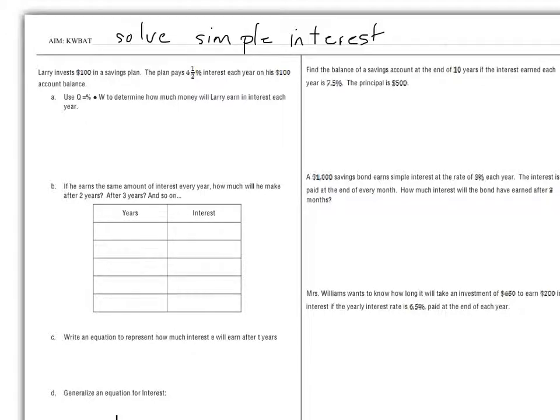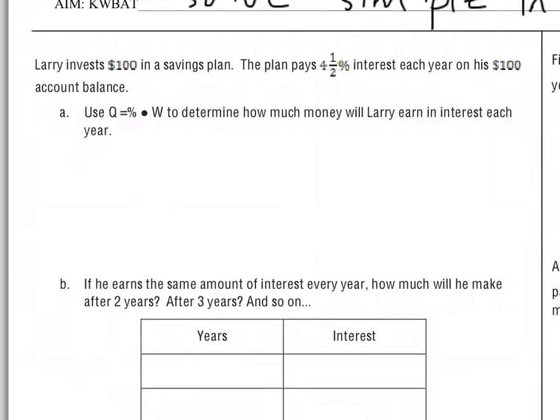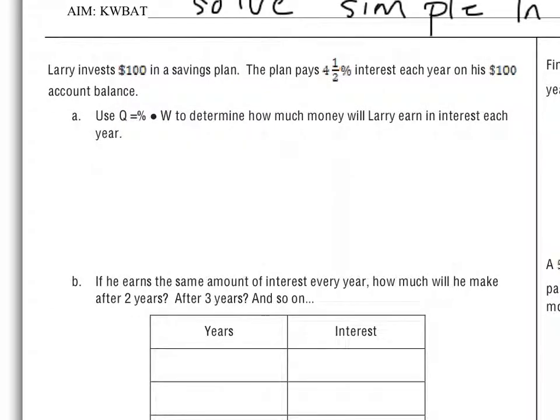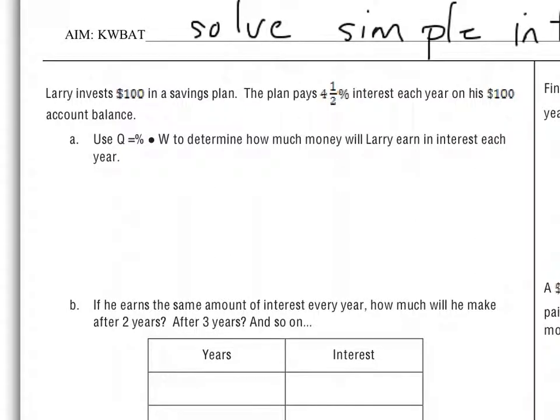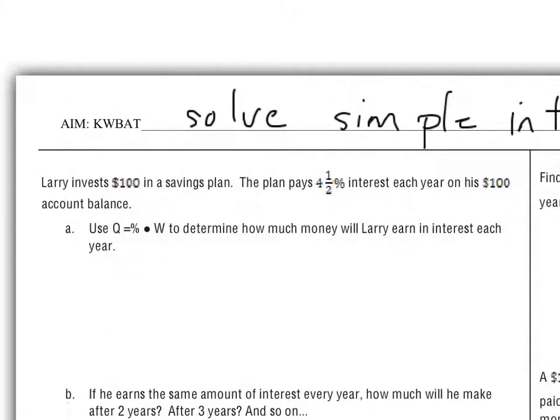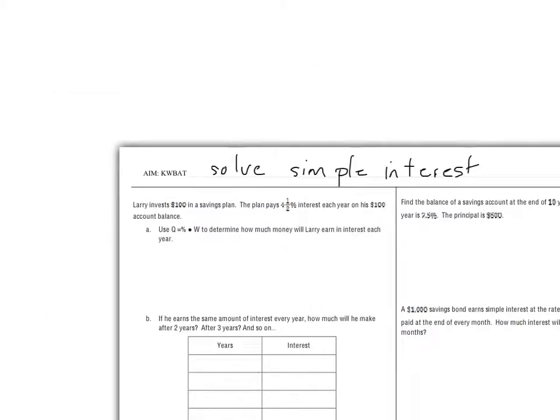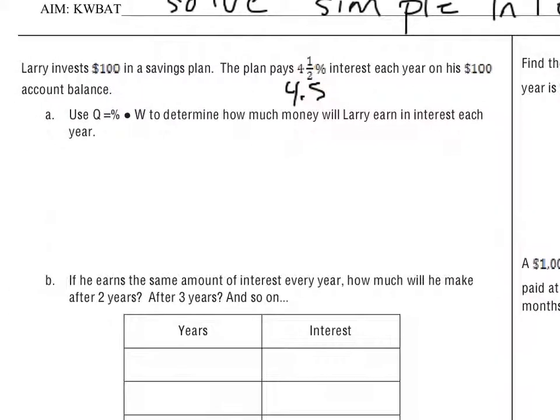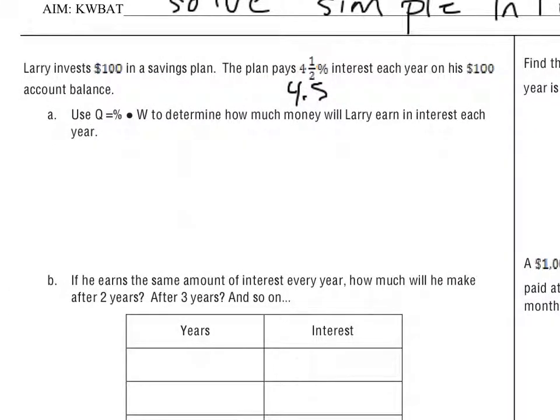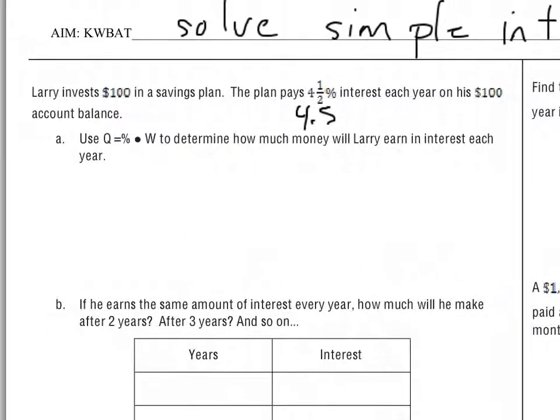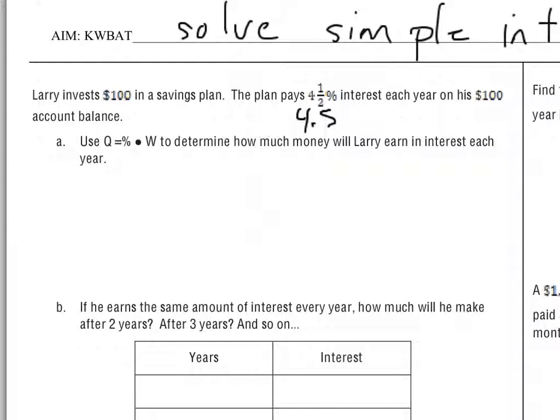So here we have this problem over here. It says Larry invests $100 in a savings plan. The plan pays 4.5% interest each year on a $100 account balance. So we'll change this to 4.5%. And it says to use Q is equal to percent times whole to determine how much money will Larry earn in interest each year. So again, we're looking at a percent of the money that he put in. So that's a percent of the 100.